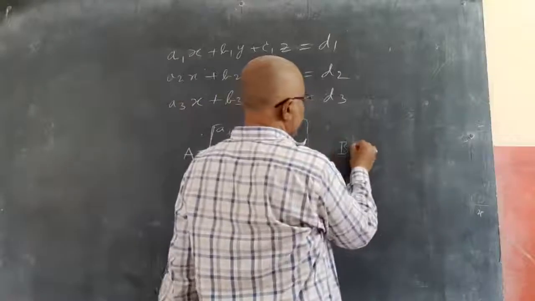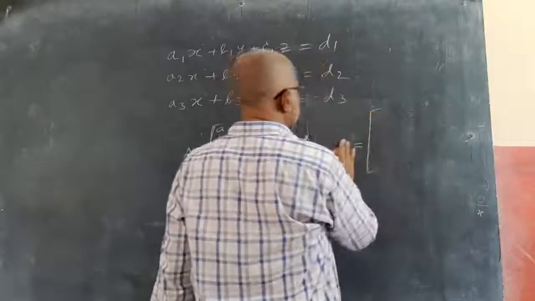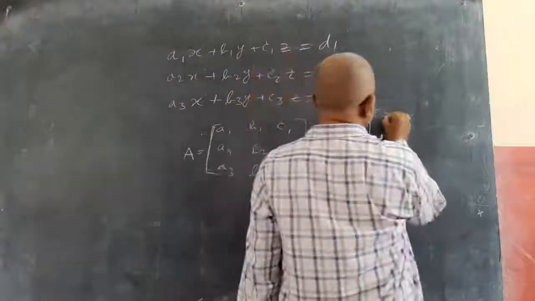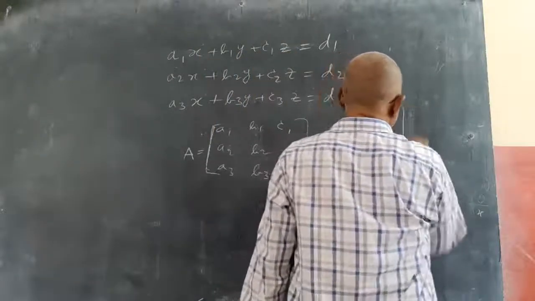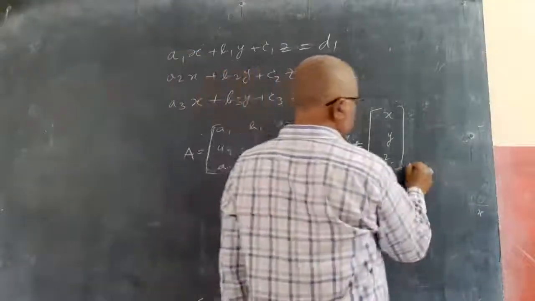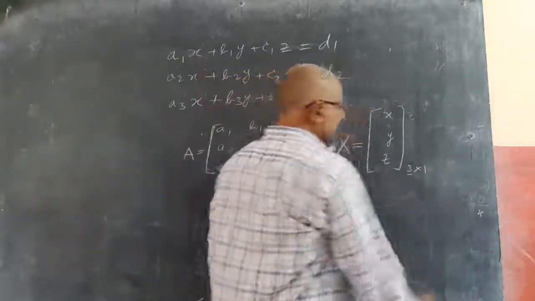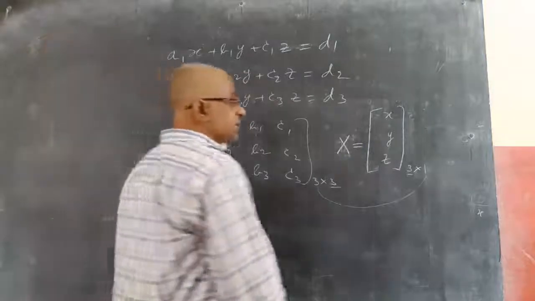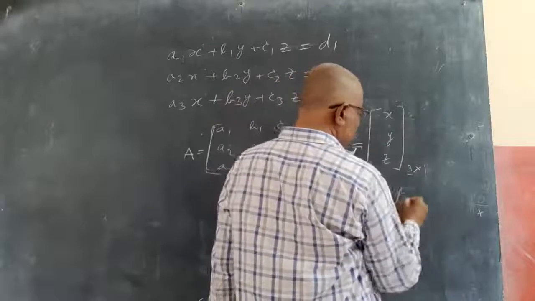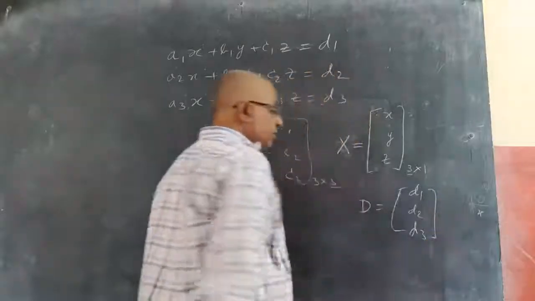And I will form another matrix, X, or your choice of case. I am taking the variables x, y, z as a column matrix. Now this is 3 by 3 if you observe. This is 3 by 1. So these two I can multiply. I will get a resultant matrix that is 3 by 1 again. So another column matrix, I will take that as D equal to d1, d2, d3.